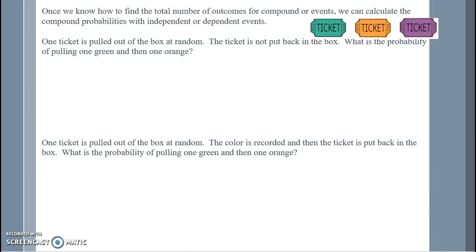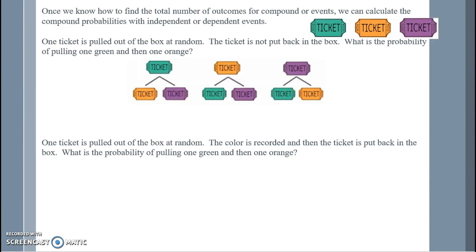So this would be considered a dependent event because one is affected by the other. So we have these 3 tickets and we're not putting it back in the box. So if I pull a green, my only options then are orange or purple. If I pull the orange, my only options are green and purple. And if I pull a purple, my only options are green or orange.